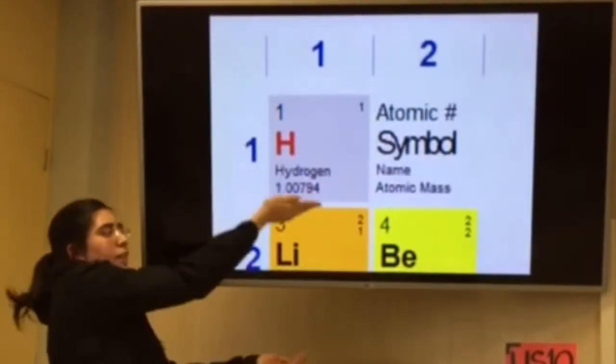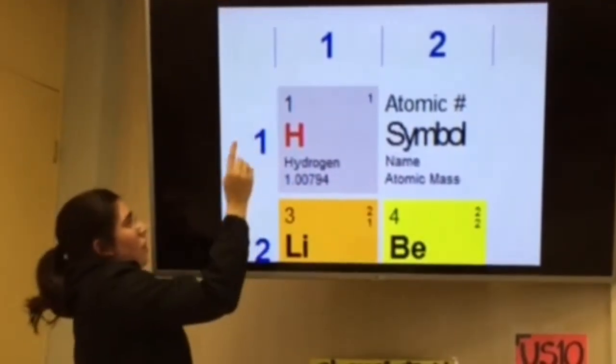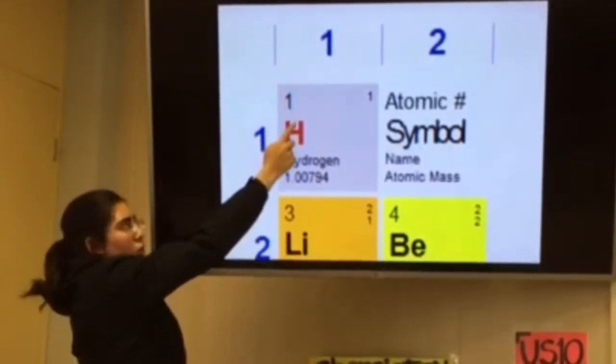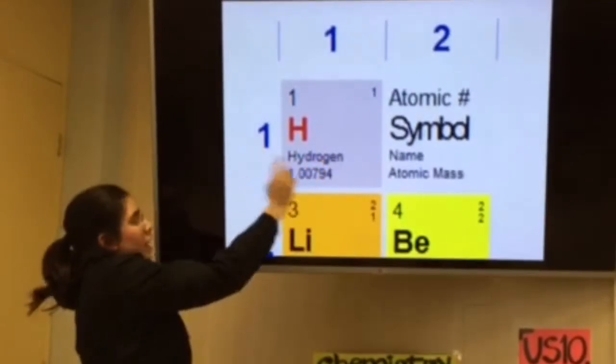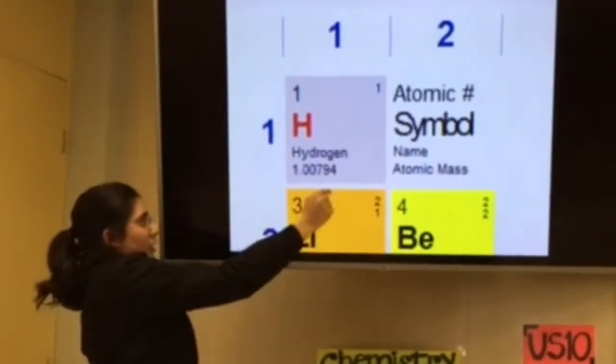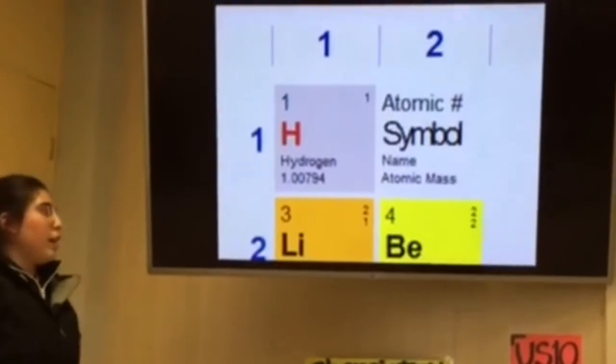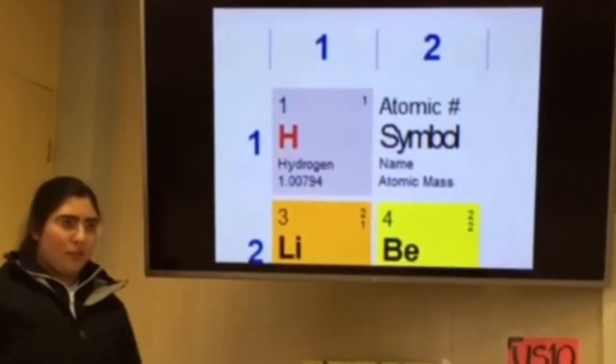And then you can see this is the element. So the atomic number is this one, which is 1, and then the H is the symbol. Then the name is hydrogen, and the atomic mass is the little number at the bottom of the element. And it can conclude with all the elements of the periodic table.